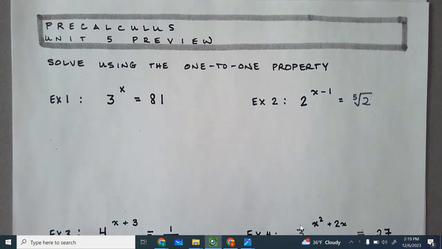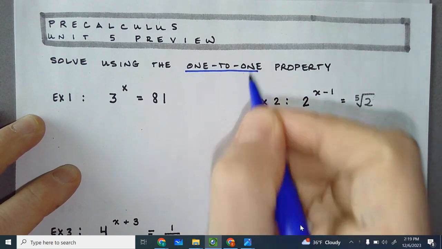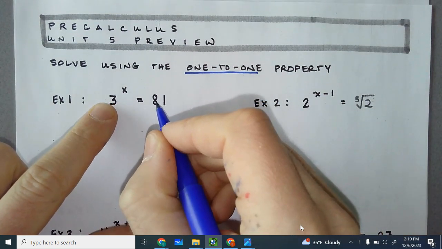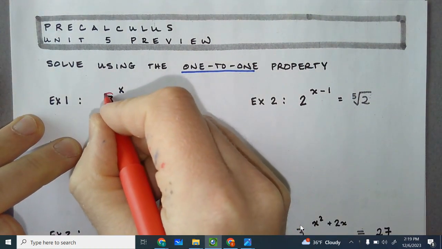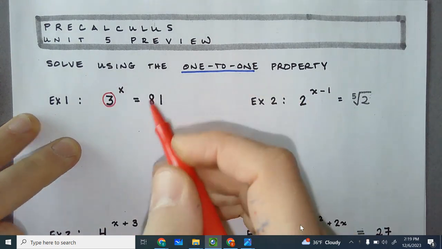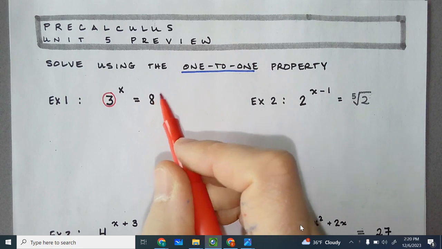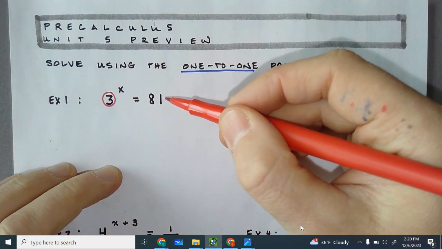Let's go. All right. Everything today is going to use something called the one-to-one property. And what that means is you want to make the bases equal to each other. The base is the number that's holding up the exponent. So the base on this side would be a 3. So what you want to do is rewrite this side so that it is 3 to the power. Now, this requires that you know the powers of 3, right?